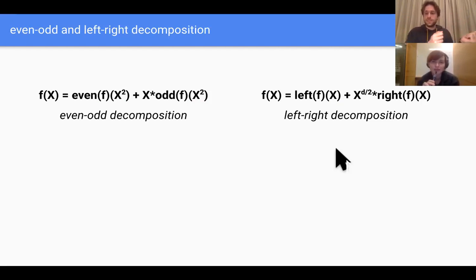You have this even-odd decomposition, which is the Fourier decomposition. You take the even powers and the odd powers, and each of even and odd are individually half the degree. Or you can think of the left-right decomposition, where you take the coefficients for the small monomials and those for the large monomials, half and half, and you also get two polynomials of degree n over 2.